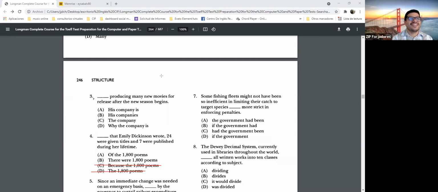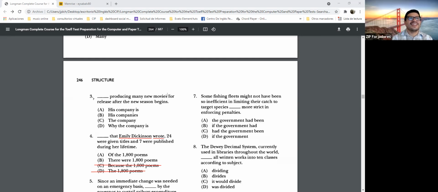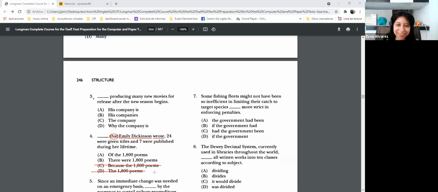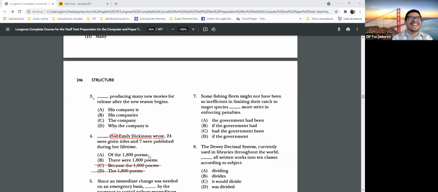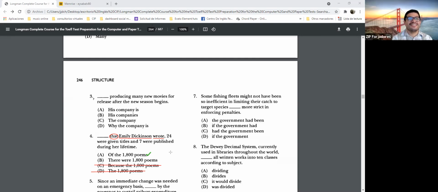Because you have a subject, right? So the subject is Emily Dickinson and wrote is the action. Then we have 24, that is the subject, and were given is the action. Okay, and this is a connector, right? So it's letter B, right? No, it's letter A. Oh my God, but why? Okay, let's identify the subjects and the verbs, right?